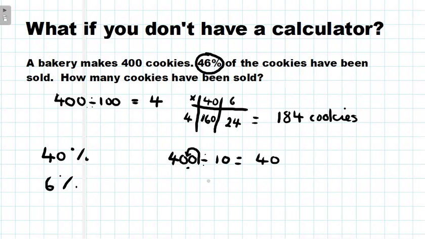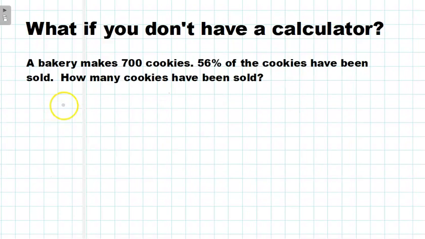Let's have a look at an example of another question. So I'm sticking with food this time. The bakery has now made 700 cookies and 56% of the cookies have been sold. How many cookies have been sold? So I'm going to use the facts that I know. Percentage wise, we've got 56%, so that's 50% and 6%, isn't it, if we break it into bits?